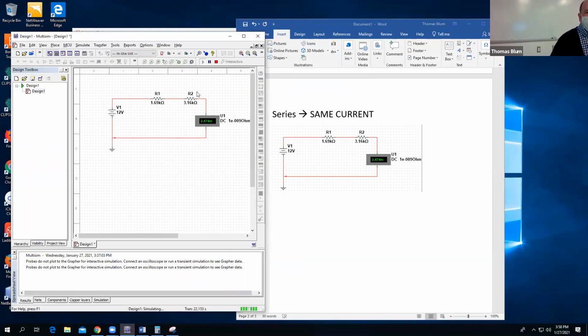Okay, so we have the two resistors. They see the same current. Current has no place else to go. Current comes here, goes through R1, must go through R2, must go through the ammeter. All those three things are in series, no place else to go. And that's what we mean by series.